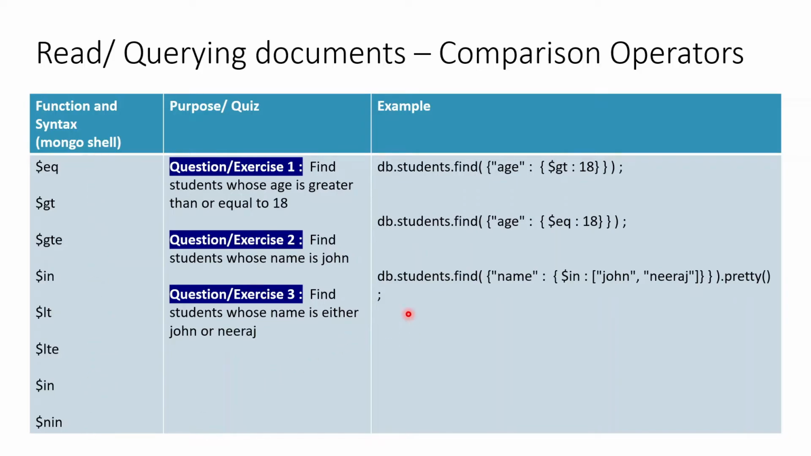So what is the third exercise for you? You have to find out all the students whose name is either John or Neeraj, or based upon whatever values you have inserted in your data. Another exercise could be to find out all the students whose age is either 18 or 19. Again you can use the $in operator there. Now let me show you these in action.